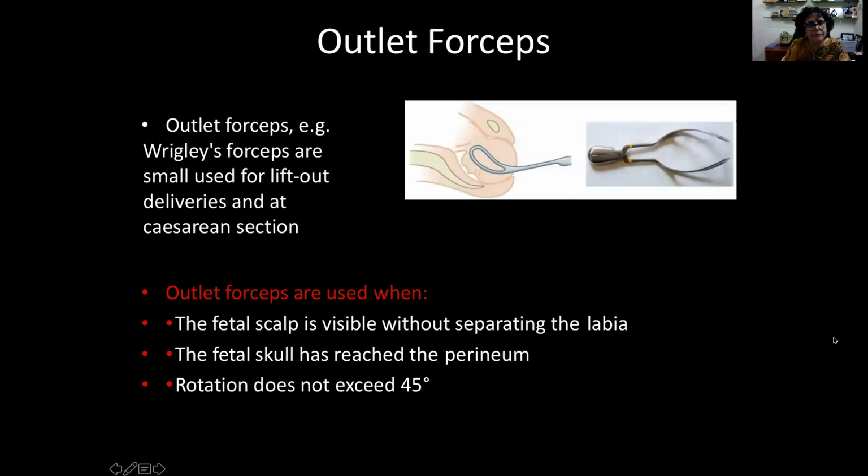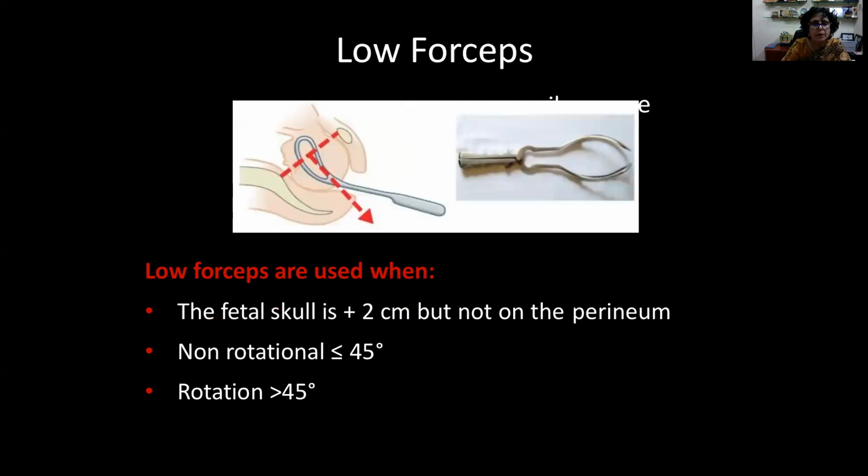Now, what is the outlet forceps? Outlet forceps, for example the Wrigley's forceps, are small and used to lift out deliveries and at cesarean sections also. Outlet forceps are used when, number one, the fetal scalp is visible without separating the labia, the fetal skull has reached the perineum and rotation does not exceed 45 degrees. Low forceps are used when the fetal skull is at plus 2 centimeters, but not on the perineum: non-rotational, less than or equal to 45 degrees, and rotational, more than 45 degrees.